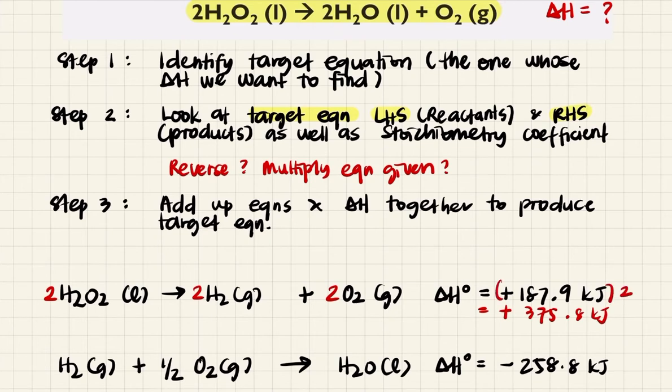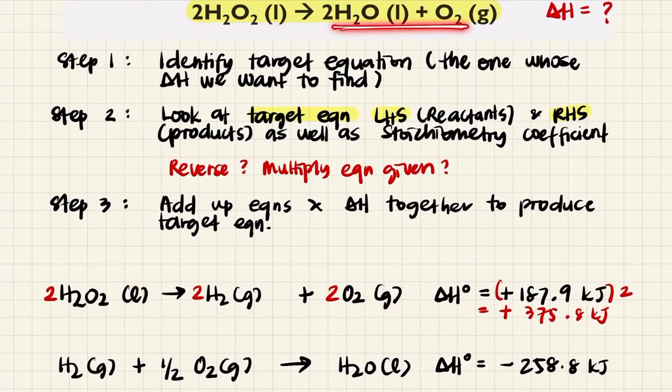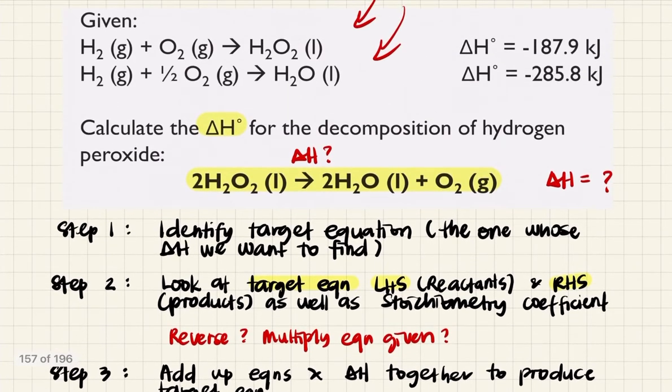So that means we already have our 2H2O2 on the left, right? And then we have 2 moles of hydrogen gas and 2 moles of oxygen gas on our right hand side. But here we have 2 moles of water and 1 mole of oxygen gas. So that means that we need to have water. So next we're going to look at your second equation. Okay, so here we have water on our right hand side already, but the stoichiometric coefficient is just 1 mole of water. Here we have 2 moles of water.